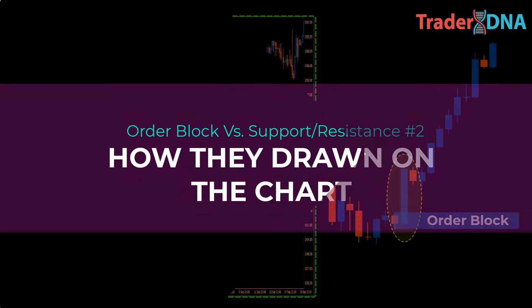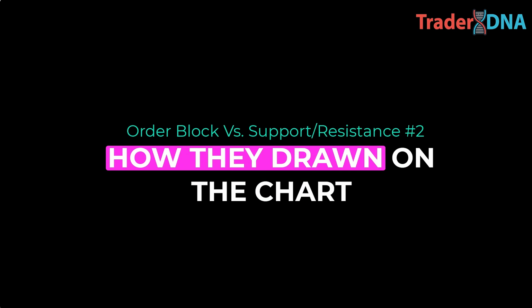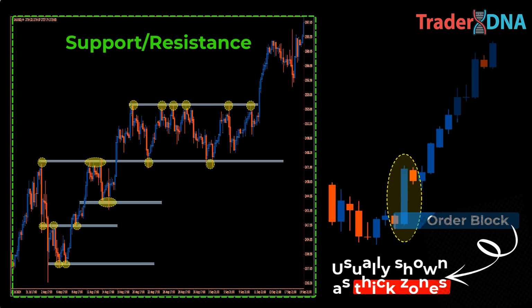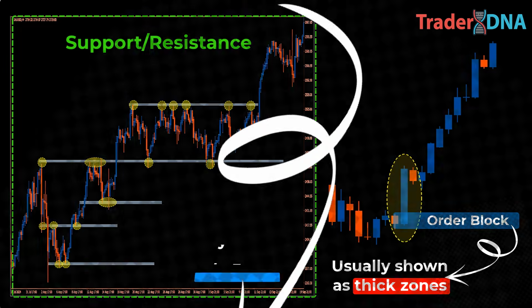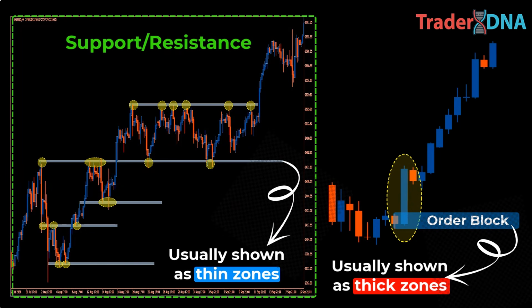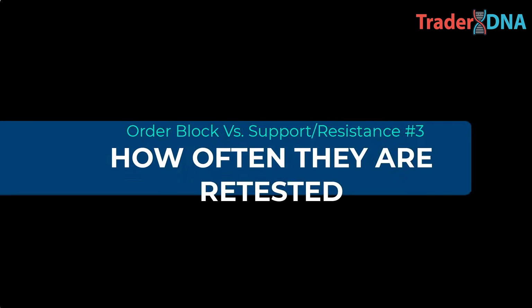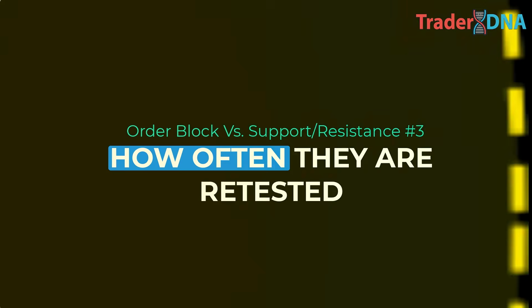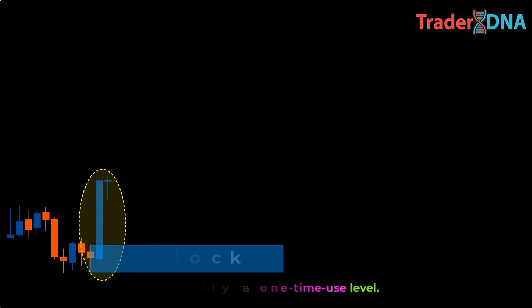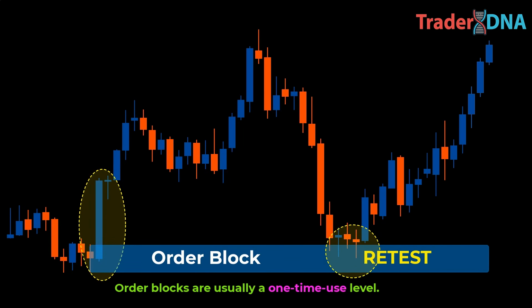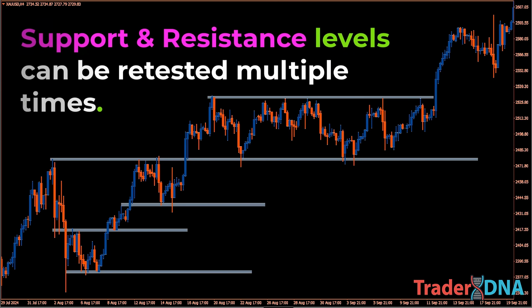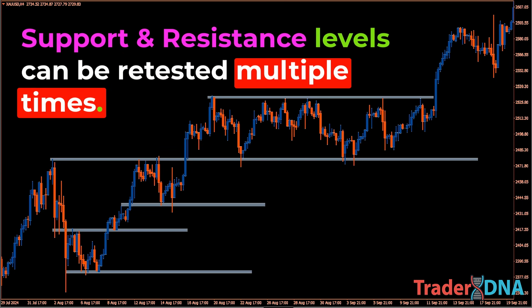The second difference is how they are drawn on the chart. Order blocks are usually shown as thick zones or areas, while support and resistance levels are typically drawn as thin lines. Even if support and resistance are drawn as zones, they're much thinner than order blocks. The third difference is how often they are retested. Order blocks are usually a one-time use level. Once the price retraces to the order block, it's done and can't be used again. In contrast, support and resistance levels can be retested multiple times.